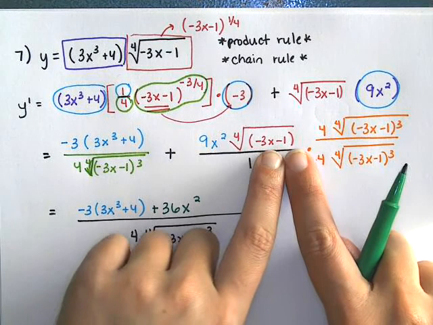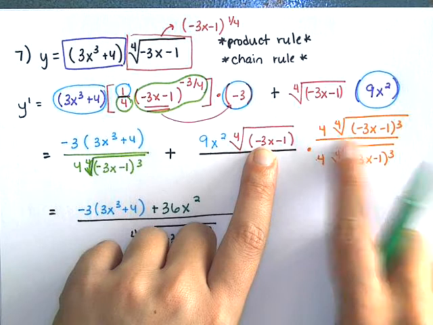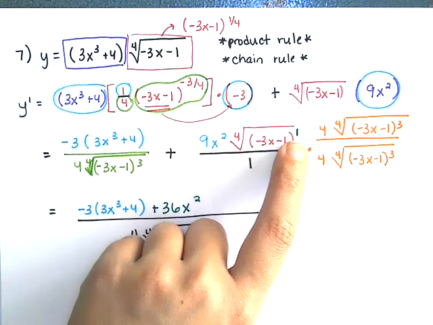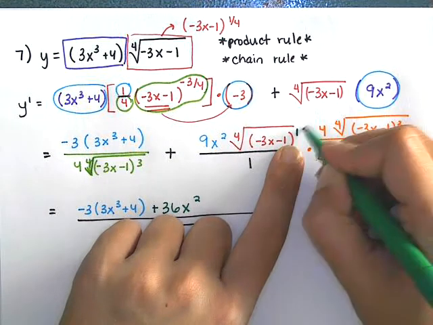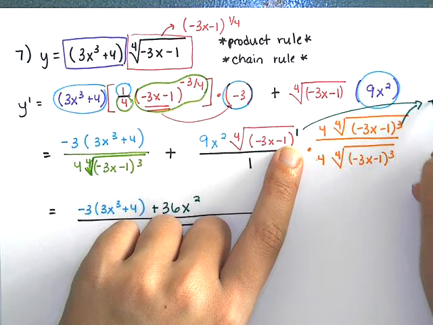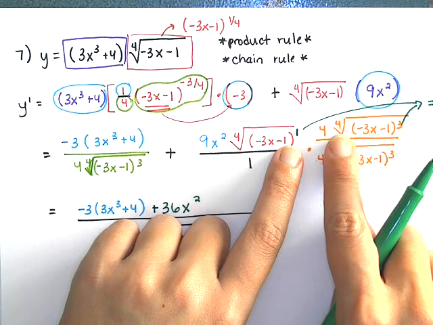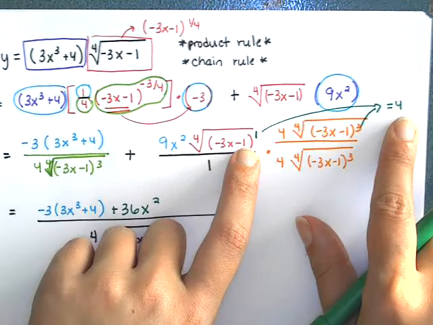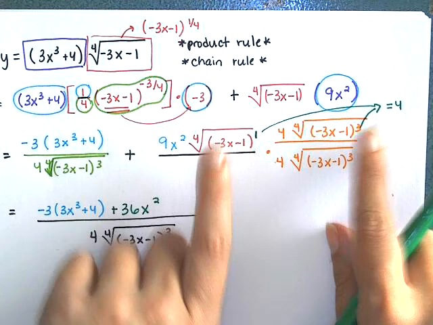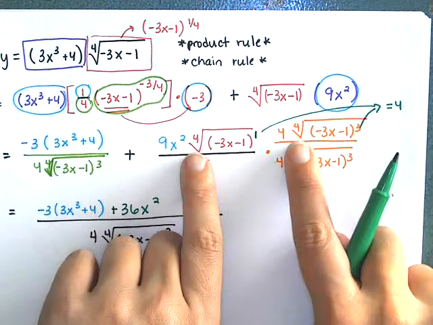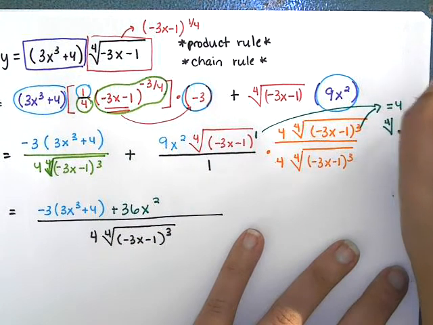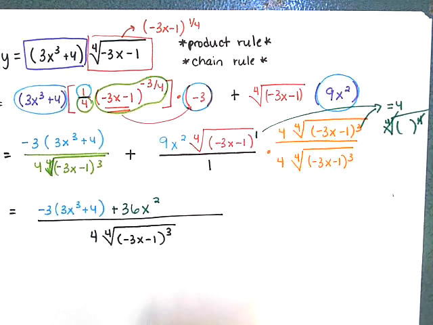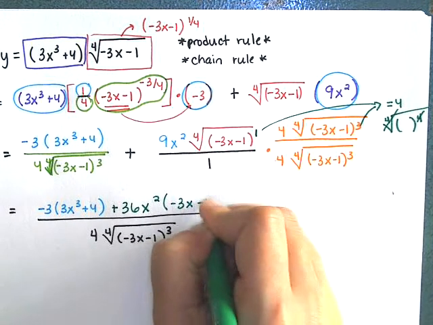And then I have a 4th root of this stuff times a 4th root of this stuff cubed. The invisible power here is a 1. Since 1 plus 3 would equal 4, I'm taking the 4th root of this thing to the 4th power because I would add the powers. 1 plus 3 is 4, so I have a 4th power and a 4th root. The 4th root and the 4th power cancel. So all I have left is negative 3x minus 1.